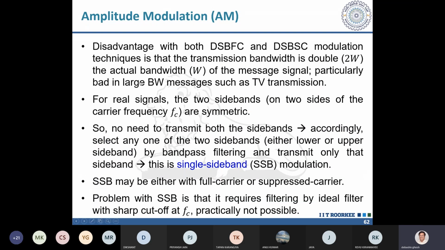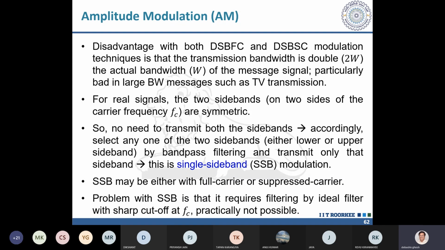I have already said why we go for SSB: because double sideband uses large bandwidth, and large bandwidth is a problem in TV transmission, because the picture signal is a large bandwidth signal. Voice is not a big problem, because it is only 3.4 kilohertz. 3.4 kilohertz is nothing compared to the large frequency spectrum that we have in nature.